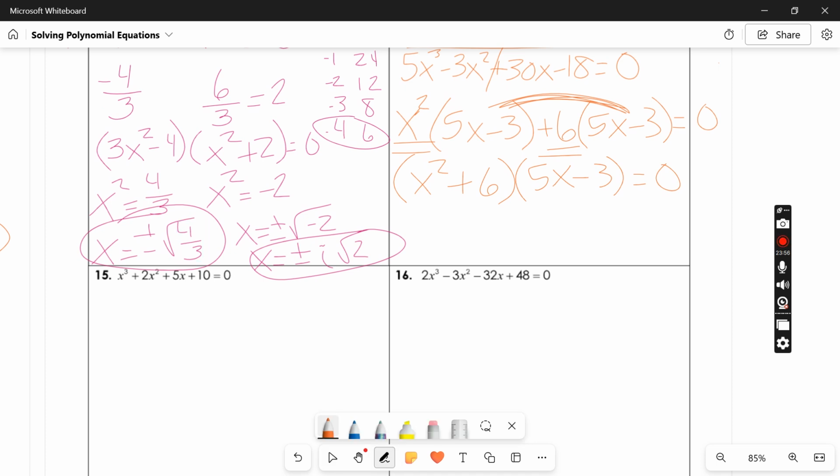So this tells me that x squared is equal to negative 6. So x is equal to the positive and negative square root of negative 6. So x equals positive and negative i square root of 6. Okay, over here, this tells me that 5x is equal to 3. Dividing both sides by 5, I get x is equal to 3/5.